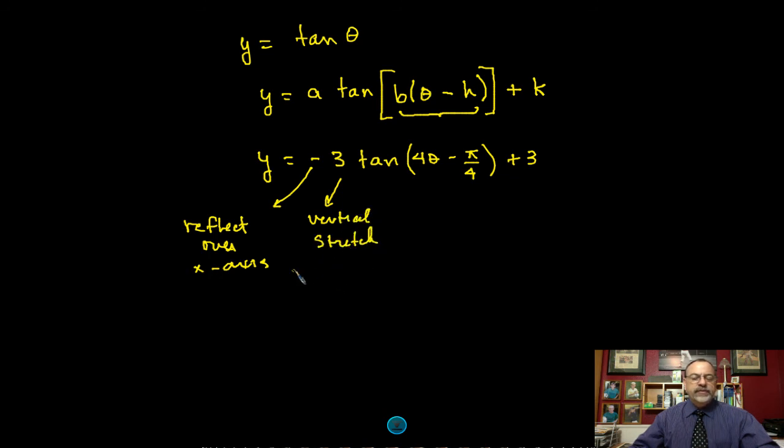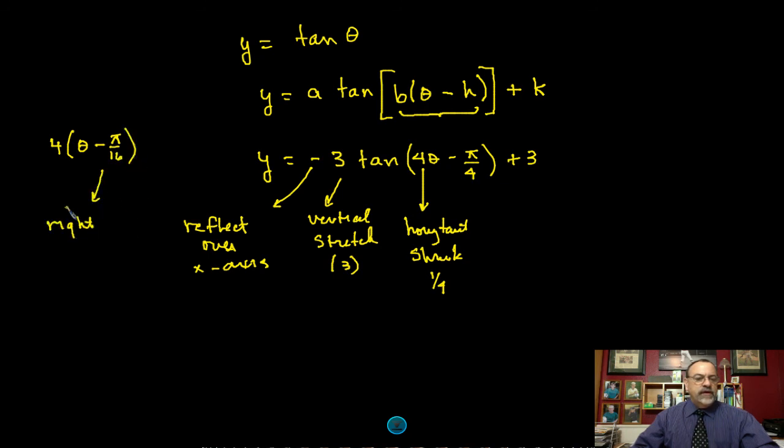And again, we're not going to use amplitude. Those are only for sinusoids. We'll take a look here. This 4 tells me that this is a horizontal shrink. You remember that it's the reciprocal of what I see, so it's a horizontal shrink of 1/4. The horizontal shift right or left will have us factor out that 4 in order to see that. So if I factor out 4 from theta, that means I have to divide by 4. That means I'm multiplying by 1/4, so this is pi over 16. So that means we're going to have a shift to the right, pi over 16 units.